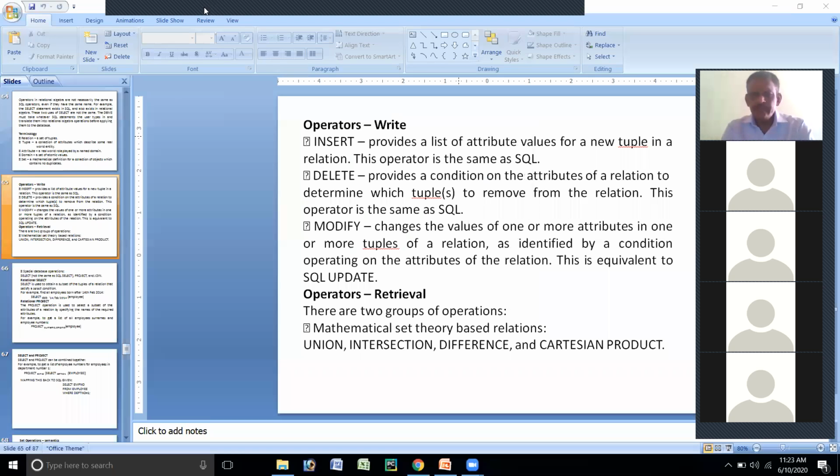So, modify is the third operator in this. Modify means making changes. Where you can do the changes? You can change the values of one or more attributes in one or more tuples of a relation.